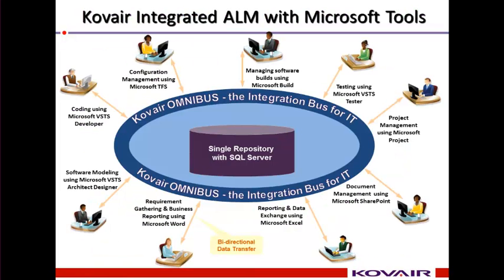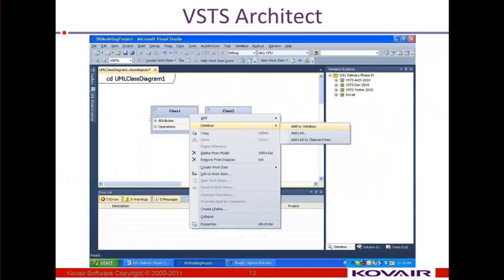Now here are the Microsoft tools which are integrated with Omnibus, and we support VSTS, I think 2005, 2008, 2010, so all the versions up to 2010, the latest one. And for the users of, let's say, the VSTS architect, these are some of the screenshots we have created. With VSTS architect, you can directly add your designs to Omnibus using this interface.